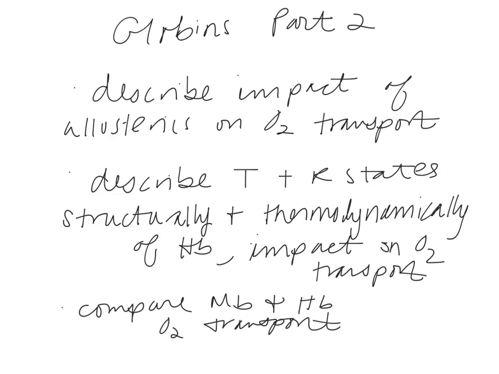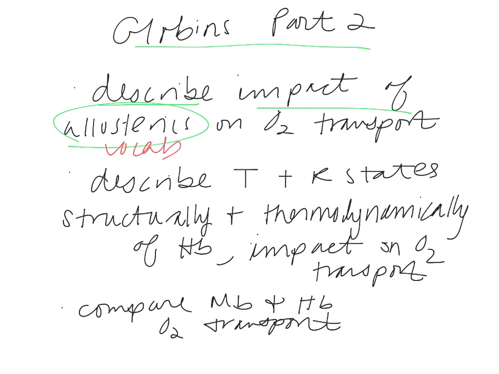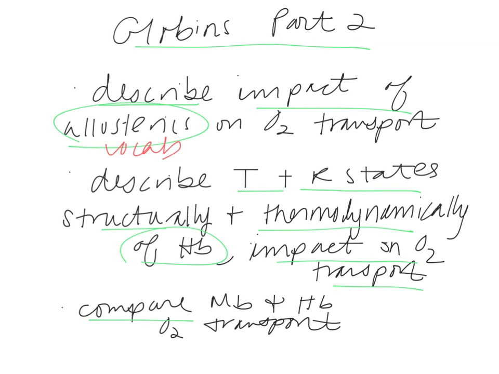Okay, hello everybody, welcome. This is Globins part 2. So throughout this video you should be able to describe the impact of allosterics, that's a vocab word, on oxygen transport, describe the T and R states structurally and thermodynamically of hemoglobin and their impact on oxygen transport, and then compare MB, myoglobin, and HB, hemoglobin.